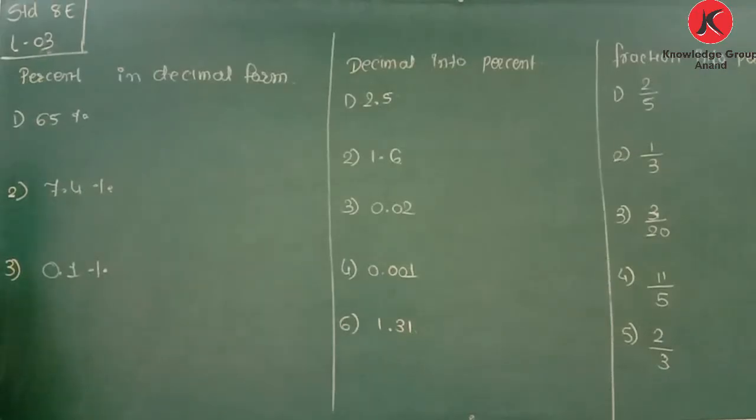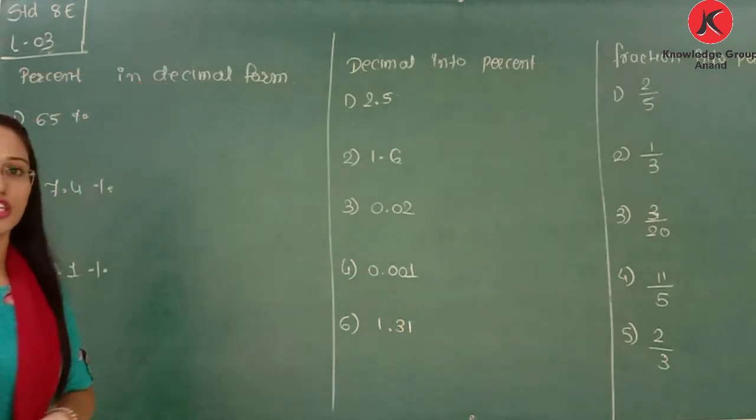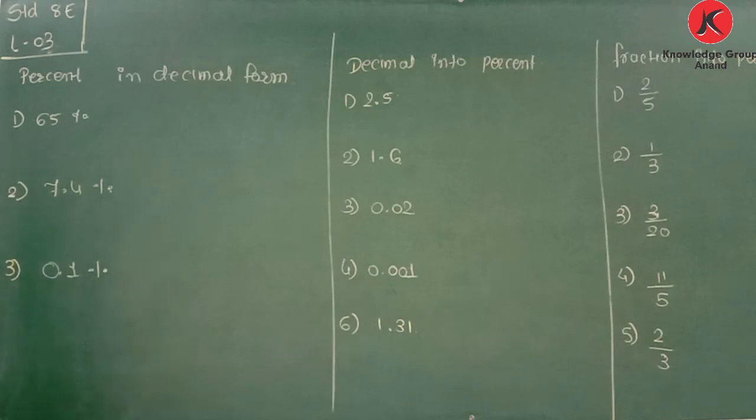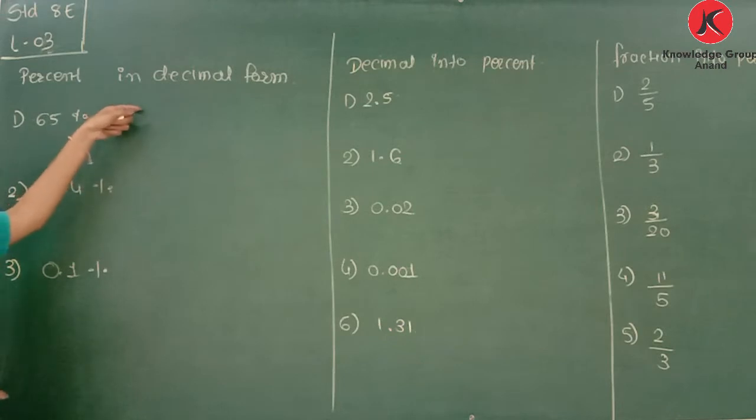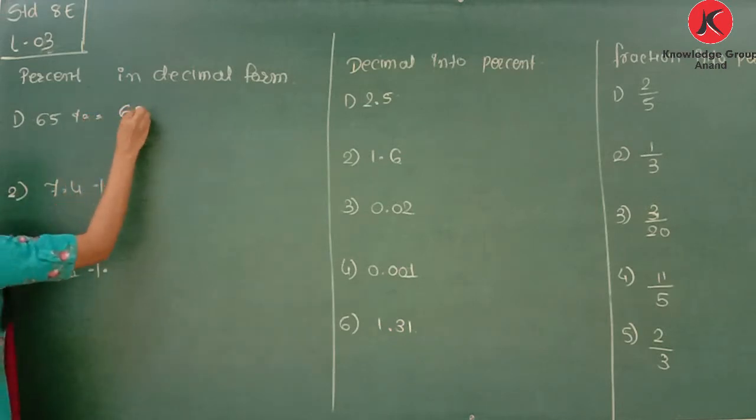Now, let's take some examples. Percent into decimal form. We convert percent into decimal form. How can we convert it? Here, 65% means 65 out of 100, so we can write it as a fraction.